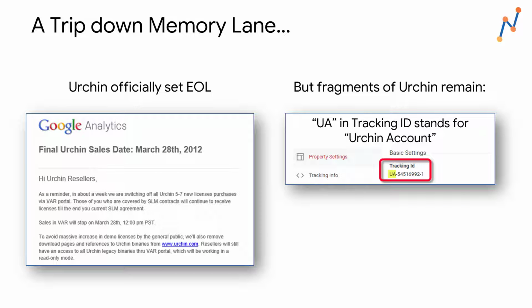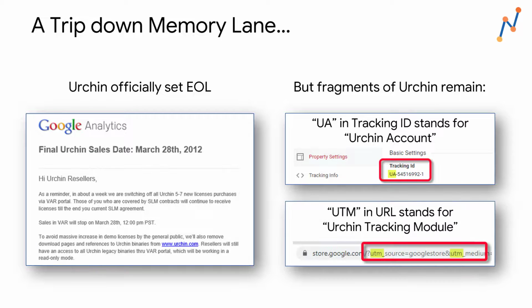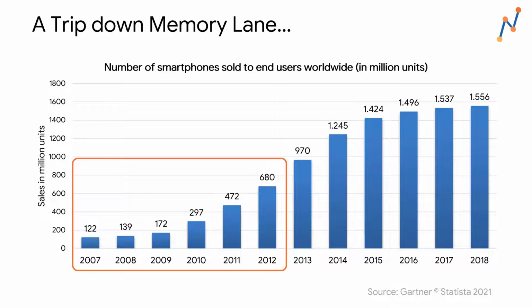Many people assume that the UA in the tracking ID is short for Universal Analytics, but in fact it stands for Urchin Account. Likewise, the UTM parameters that were introduced with Urchin version 5 back in 2003 continued to be used. Remember, UTM stands for Urchin Tracking Module. Meanwhile, in 2012, smartphone sales were skyrocketing and therefore the rising number of apps and the need to measure their usage was exploding the possibilities of data collection.